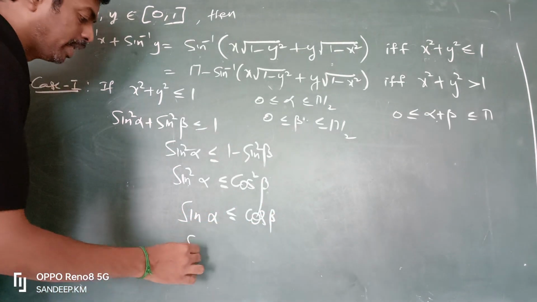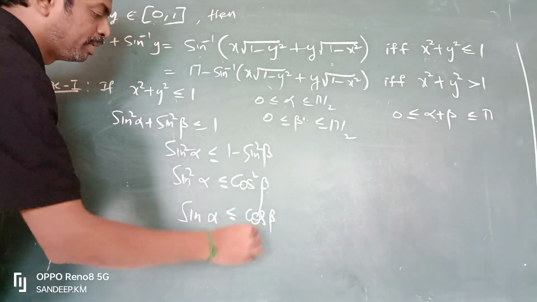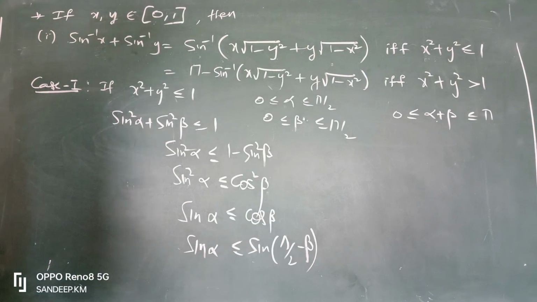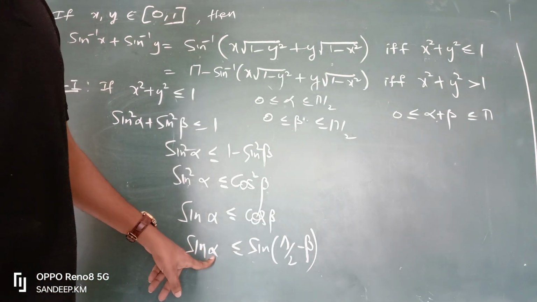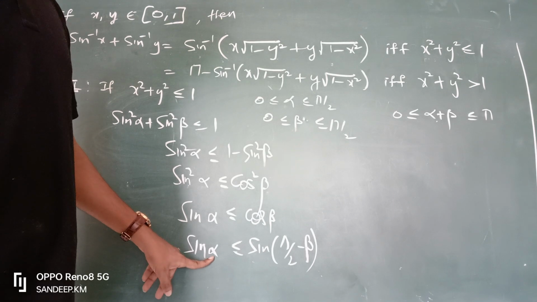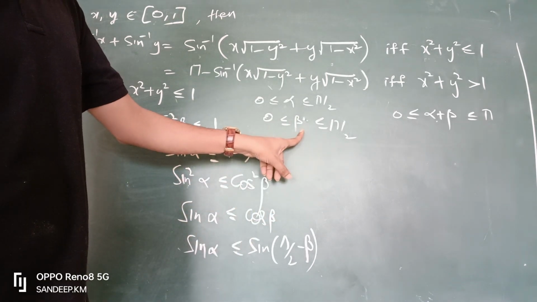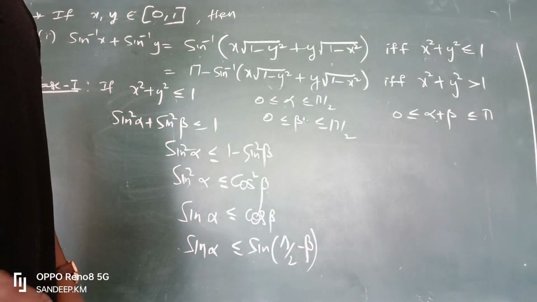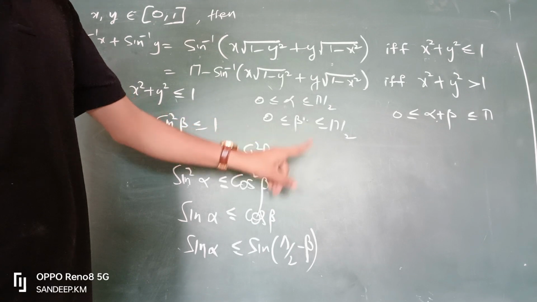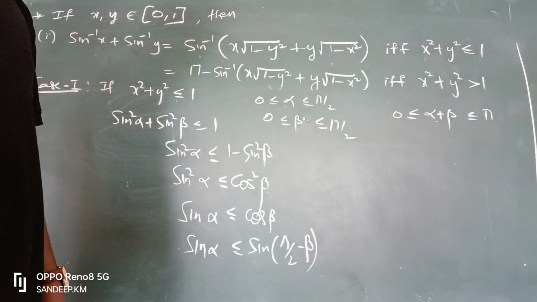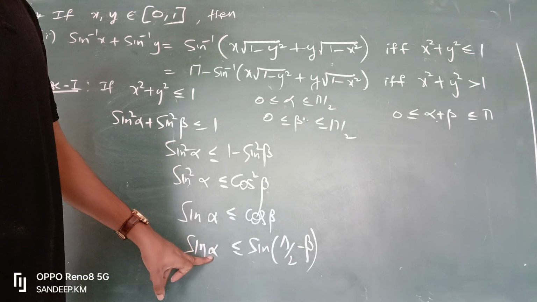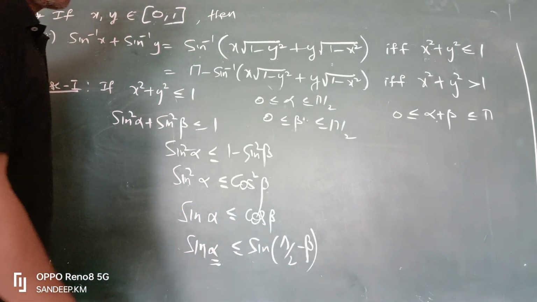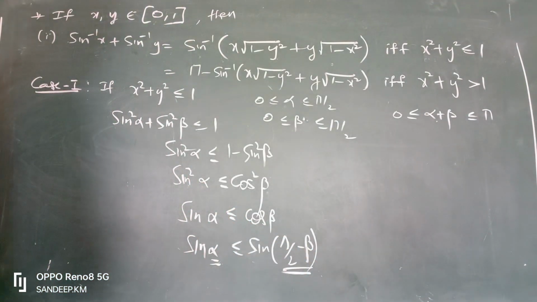Next, sin alpha, as it is less than or equal to cos beta, can be written as sin of 90 minus beta. Observe one thing, alpha is in the first quadrant. Alpha is a first quadrant angle and beta is a first quadrant angle. If beta is a first quadrant angle, then 90 minus beta is also a first quadrant angle. What I am trying to say is, if beta is acute, then 90 minus beta is also acute only. So alpha is an acute angle, 90 minus beta is also an acute angle. So alpha is present in the first quadrant, 90 minus beta is also an angle in the first quadrant.